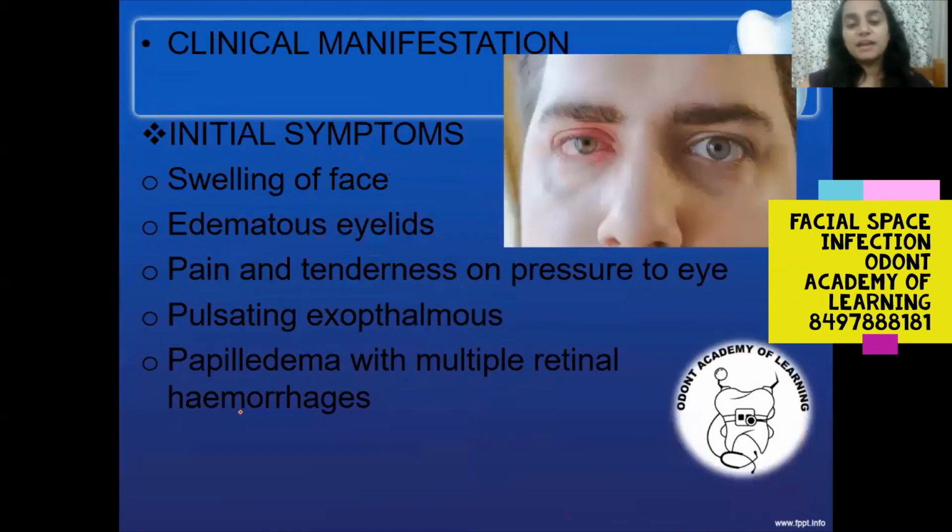Now, what are the clinical manifestations of cavernous sinus thrombosis? The initial symptoms are, of course, swelling of the face on the affected side. The eyelids get slightly edematous. When you palpate the affected eye, it will be tender. There is exophthalmos, that is nothing but bulging out of the eye, and there will be multiple retinal hemorrhages. We can see in this photo that this eye is absolutely clear, the cornea. In this case, there is a reddish appearance, which is called retinal hemorrhage. So these are the initial symptoms.